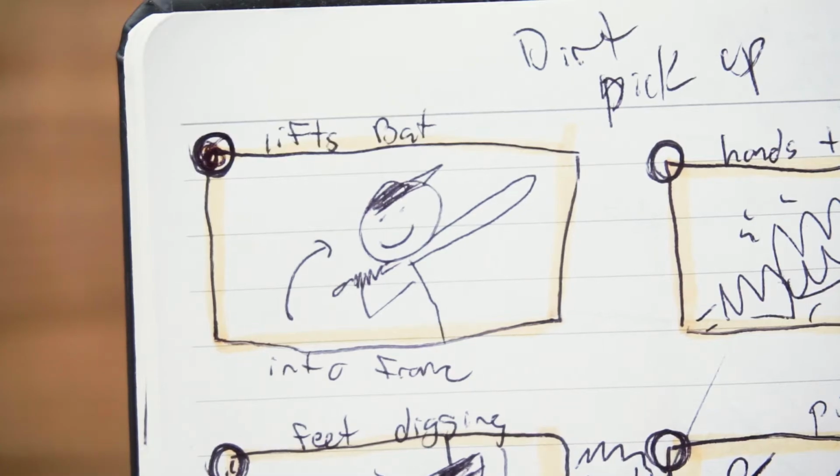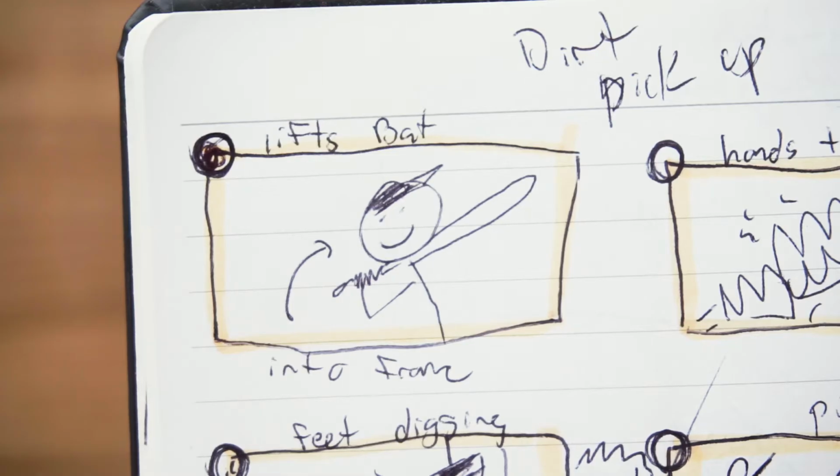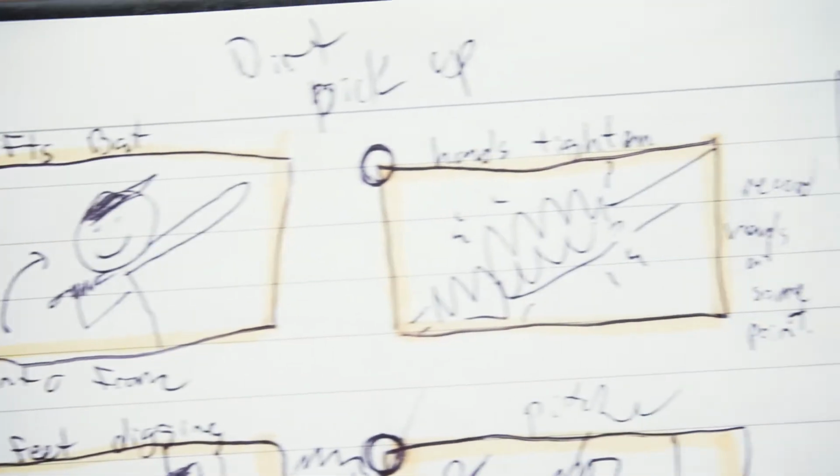Skipping ahead, the next shot that I wanted to get was the batter already at home plate, looking to the pitcher off camera and lifting his bat into frame, getting ready to hit. As you can see with my little arrow, I just indicated that the bat would be moving up into frame.